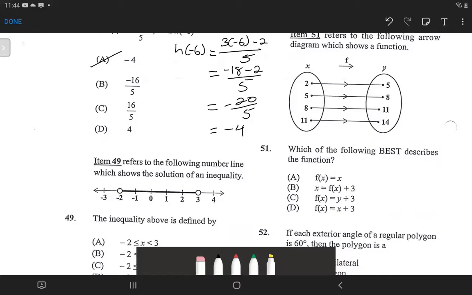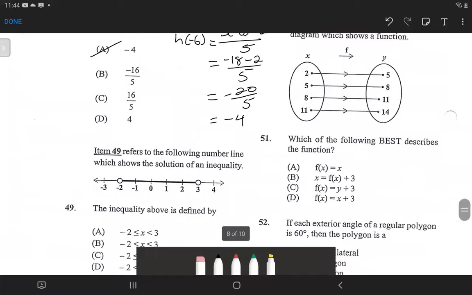Item 51 refers to the following arrow diagram, which shows a function mapping x to y. 2 goes to 5, 5 goes to 8, 8 goes to 11, 11 goes to 14. Notice we are adding 3 to x. So f of x is equal to x plus 3.